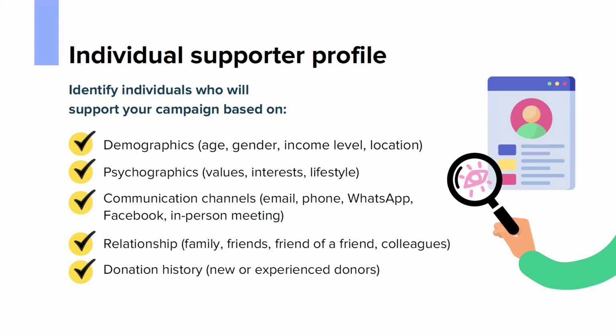Also, you can identify individuals based on relationship. Is that person your family, your friend, a friend of a friend, or a colleague? It is also very important to know the relationship status. Another factor you should have in mind is donation history. Is that person a new or experienced donor? Because if they are new, you need to be very patient with that person, and explain the process and how they can support. But with experienced donors, maybe you don't need to go into that much detail because he or she is already aware of how the process goes.